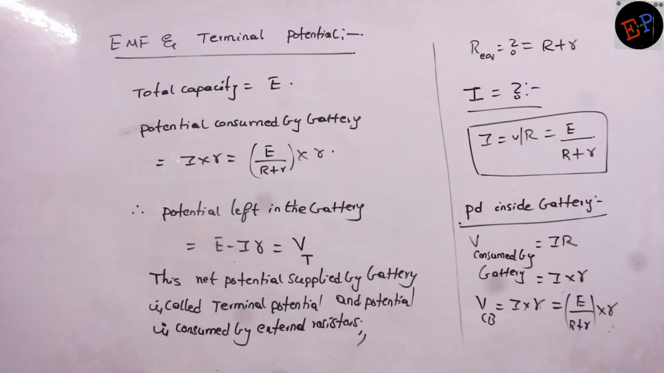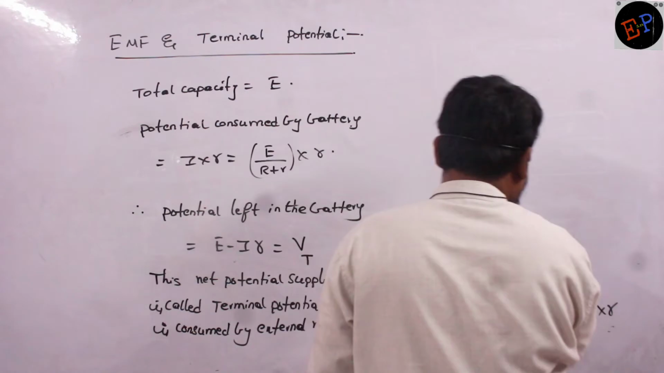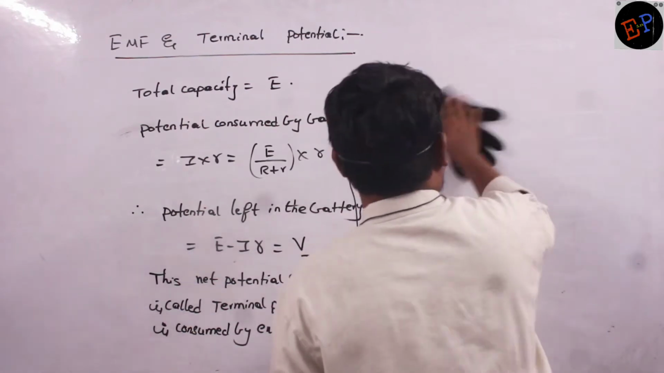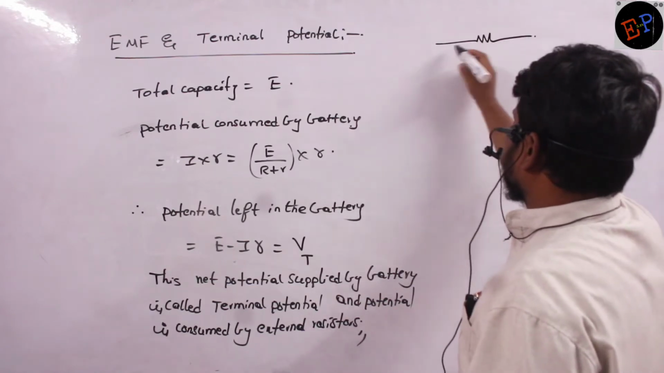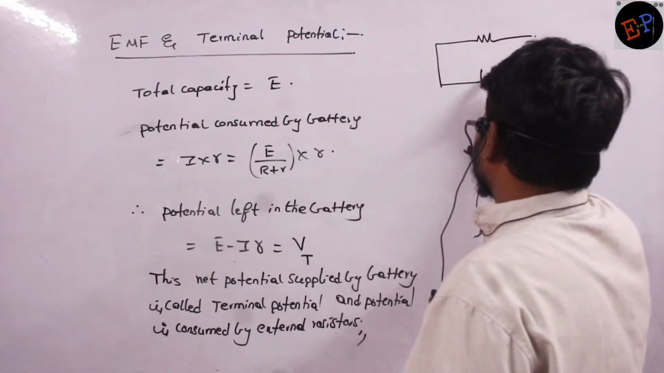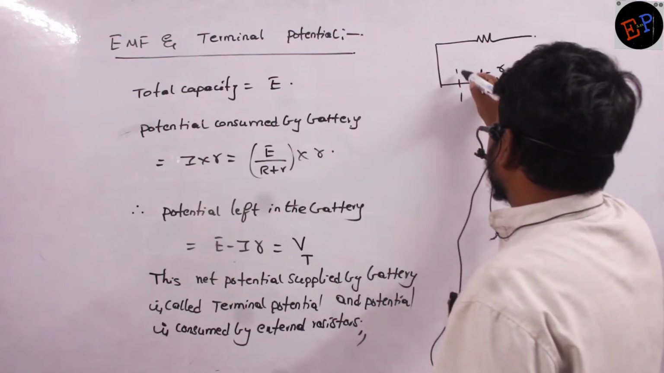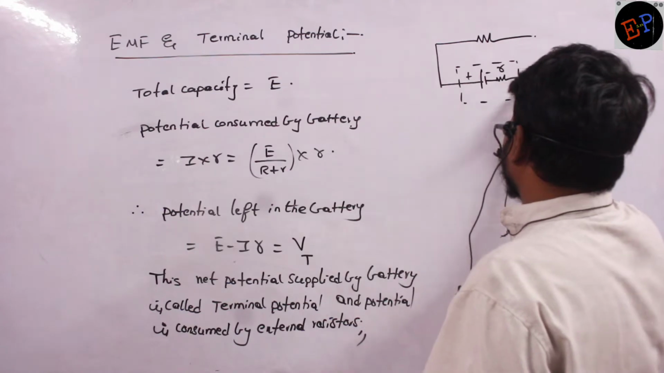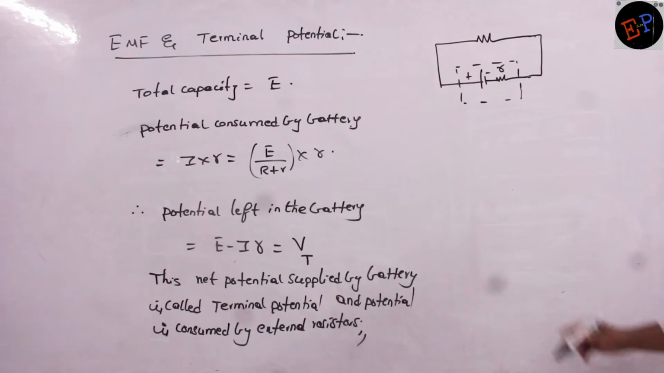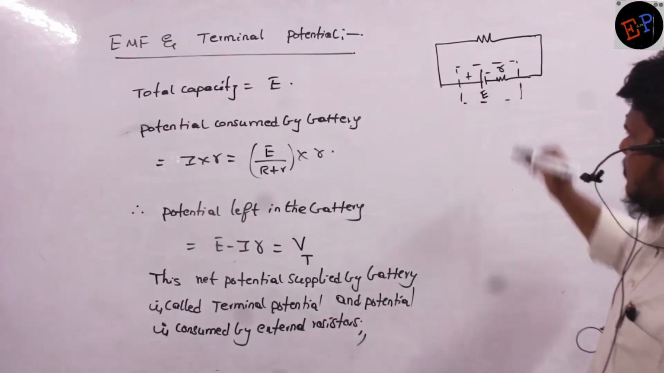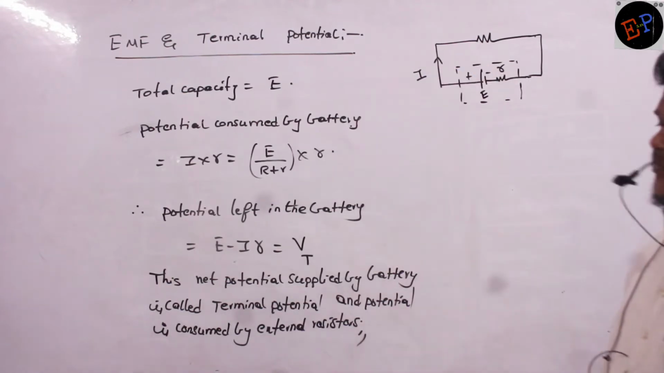Let us try to understand by taking one example. Clear? See, consider this is a circuit, and this is a cell, this is its internal resistance r, and this is the total cell. This is called a cell. Are you able to understand me? So what is the total capacity of the battery? Total EMF of the battery is E. And it is supplying I amount of current.